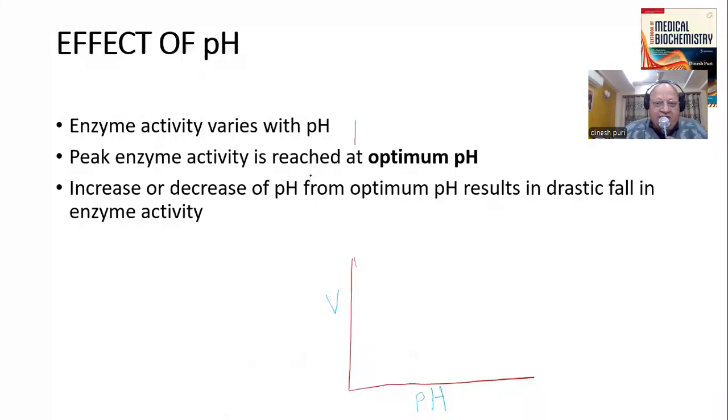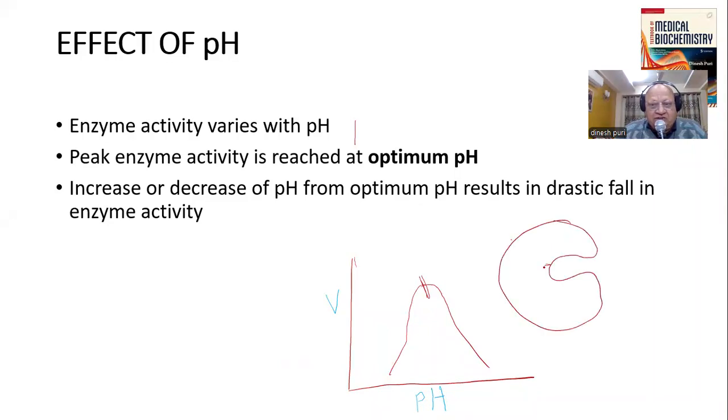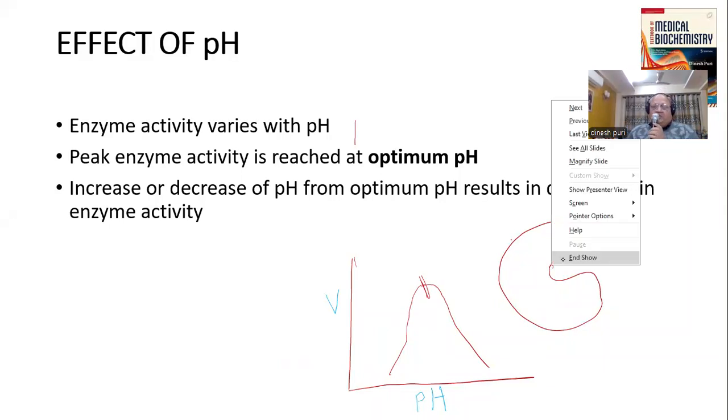Likewise, we had seen when we plotted pH against the reaction velocity, what we obtained was a bell-shaped curve. Optimum activity here, change in the pH on either side results in drastic fall of the enzyme activity. And as we had discussed, this is because of change in the charge status of the amino acid residue at the active site, because charge on an amino acid depends on pH of the surrounding medium.